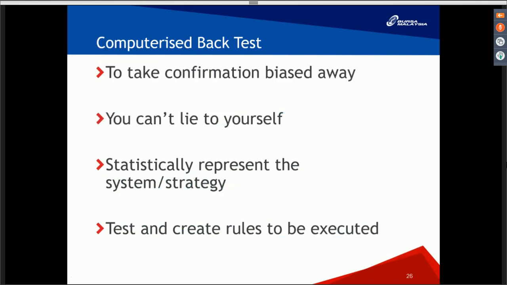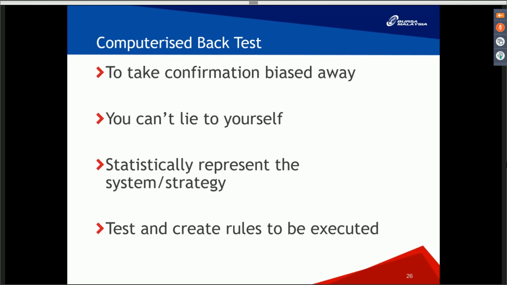Now, doing a computerized backtest actually takes away this kind of problem, because you test a lot of things. That's why you won't have a bias, you know, where you like certain counters, so you always see the good signal, but you don't like another counter, so you always skip its signal. So this will take the confirmation bias away from you. And you can't lie to yourself, because we tend to do that. You see some things, you read some text, but you type something, and you read it the other way. So yeah, it could happen.